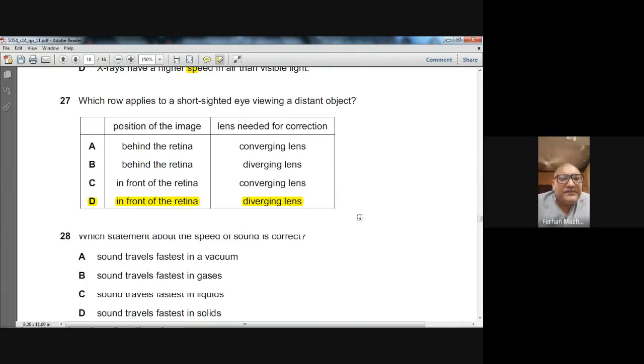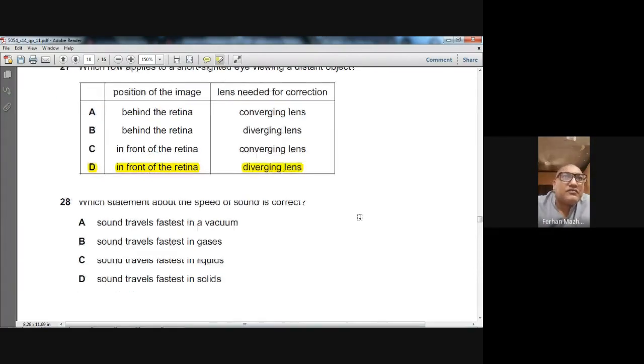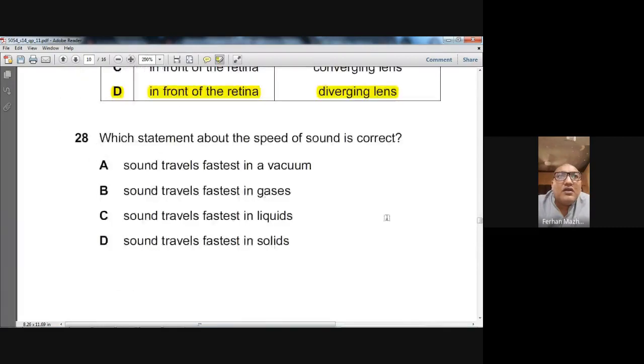Question number 27. Which statement about the speed of sound is correct? The sound moves fastest in the solid and slowest in the gas, and in vacuum, it cannot travel. So D is the choice. The sound travels fastest in gases, that's wrong. Sound travels faster in liquid, that's wrong. The sound travels fastest in solids.